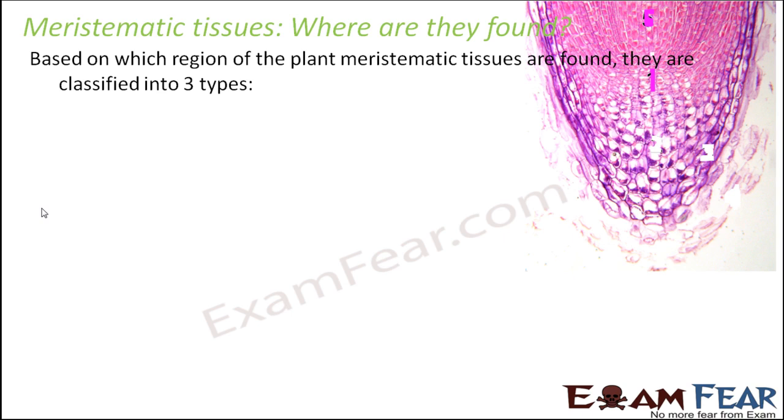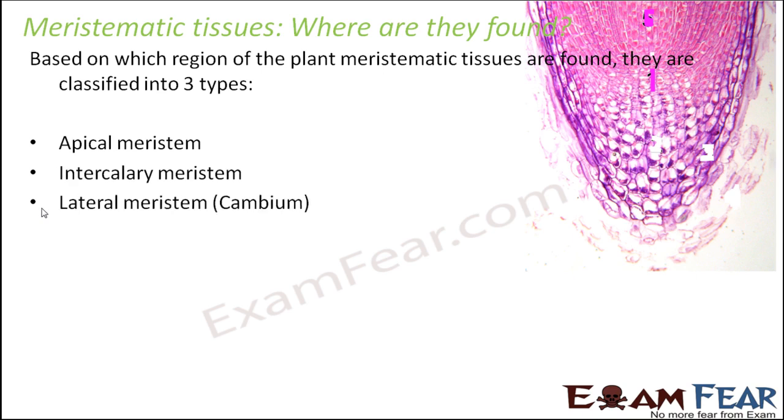Now, based on which region of the plant meristematic tissues are found, they are classified into three types. There are various regions in a plant where the meristematic tissues can be found. So, based on that, they are classified into three types. What are the three types? Apical meristem, intercalary meristem, and lateral meristem or cambium. These are the three types of meristematic tissues based on the location where they are found.